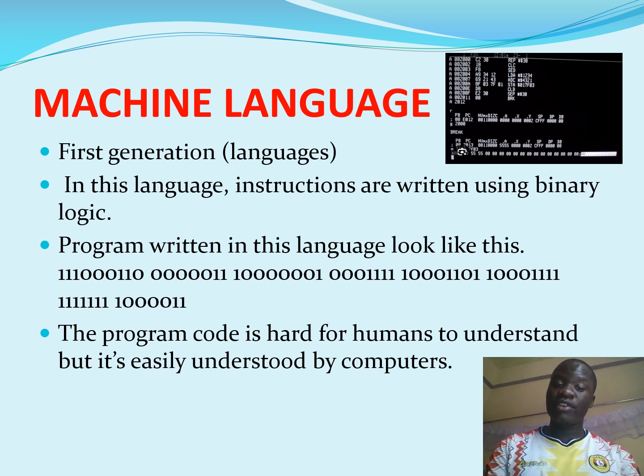We say it's the first generation. It comprises binary logic, which is zeros and ones, and we are seeing 1 1 0 zeros. That is how they write it.